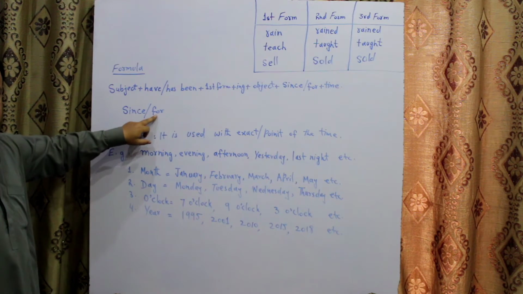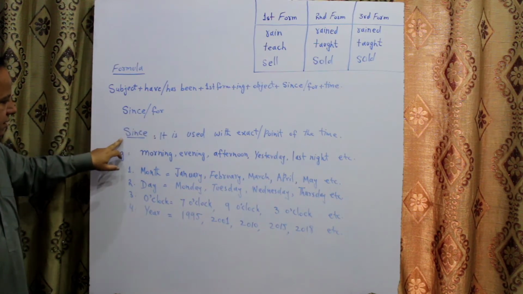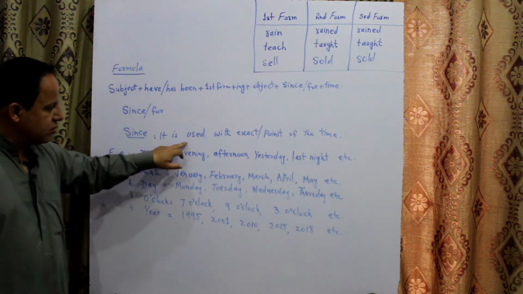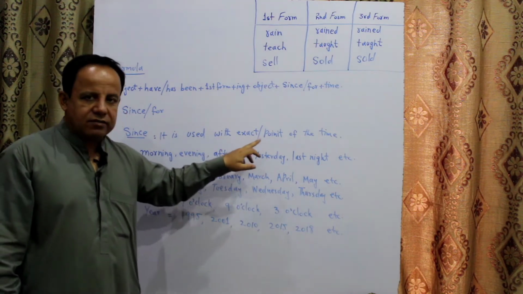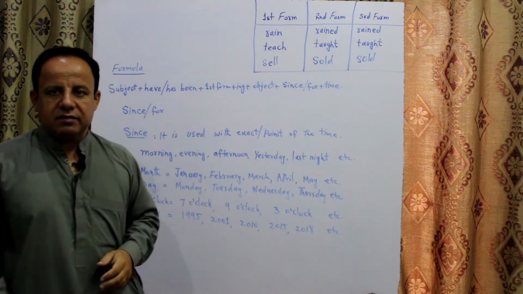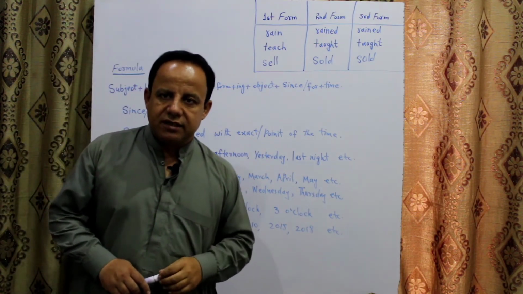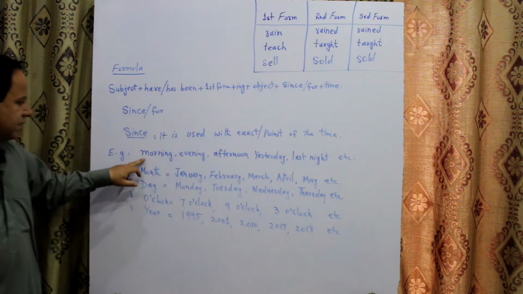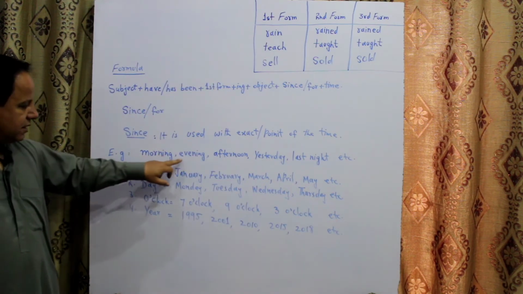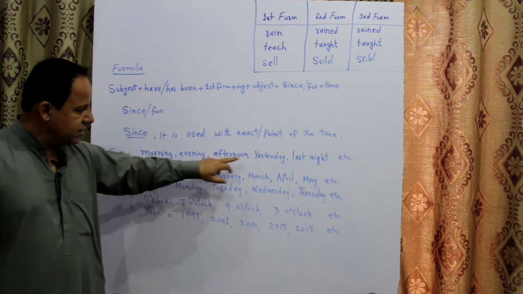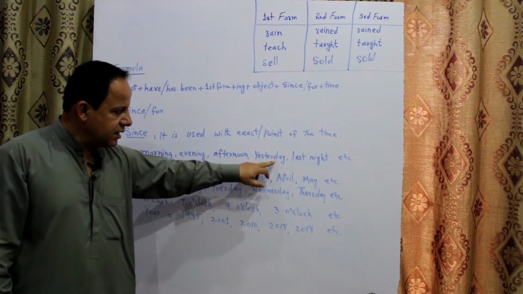Since or for, what to use? Since is used with an exact time or point of the time, that is, when the action started. We use since with morning, like since morning, since evening, since afternoon, since yesterday, since last night, etc.